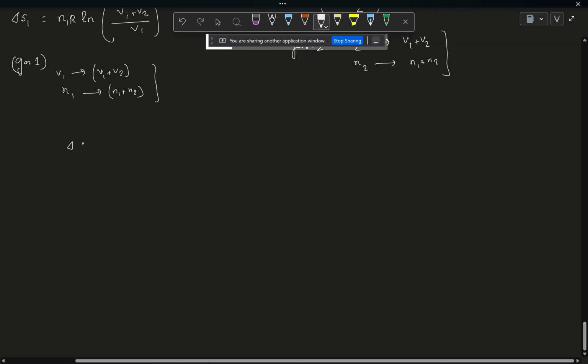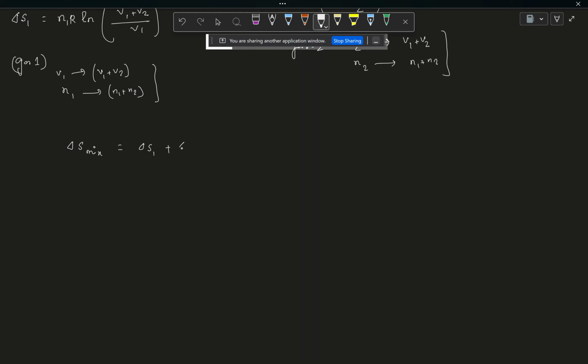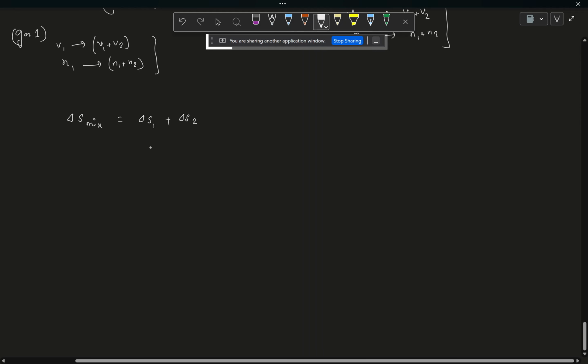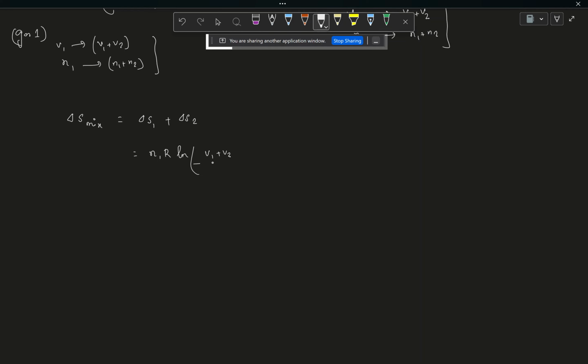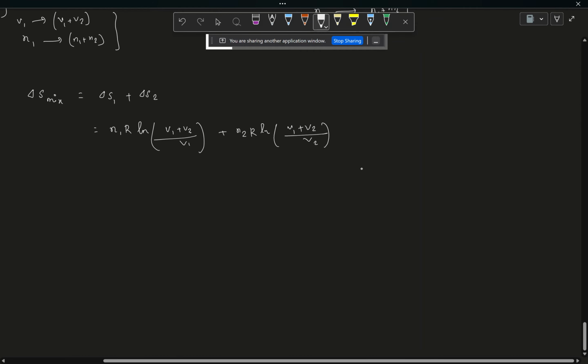Now the entropy change of the whole mixture is just, as I said, delta S1 plus delta S2. So now we elaborate that further. N1 R ln of (V1 plus V2) by V1 plus N2 R ln of (V1 plus V2) by V2, right?